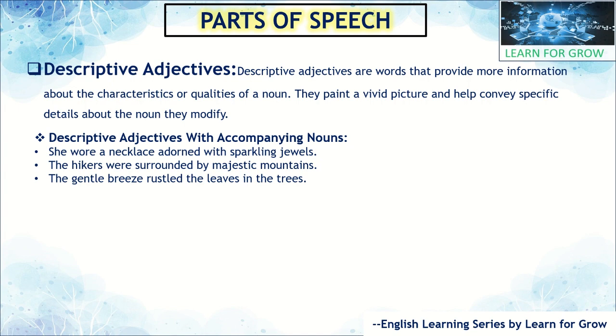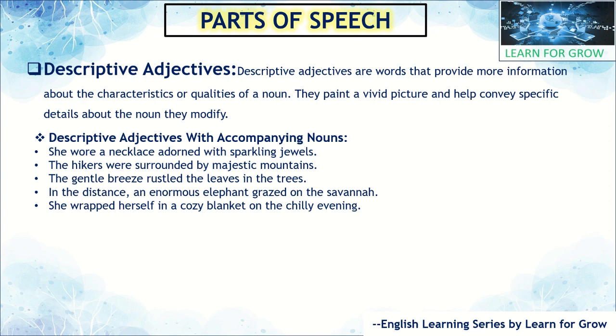The gentle breeze rustled the leaves in the tree, right? The gentle breeze here is the adjective. In the distance, an enormous elephant grazed on the divan, right? Enormous means it's showing very big, right? It shows descriptions. She wrapped herself in a cozy blanket on the chilly evening. See here, cozy is an adjective, a cozy blanket, right? Here also it's showing adjectives like that.